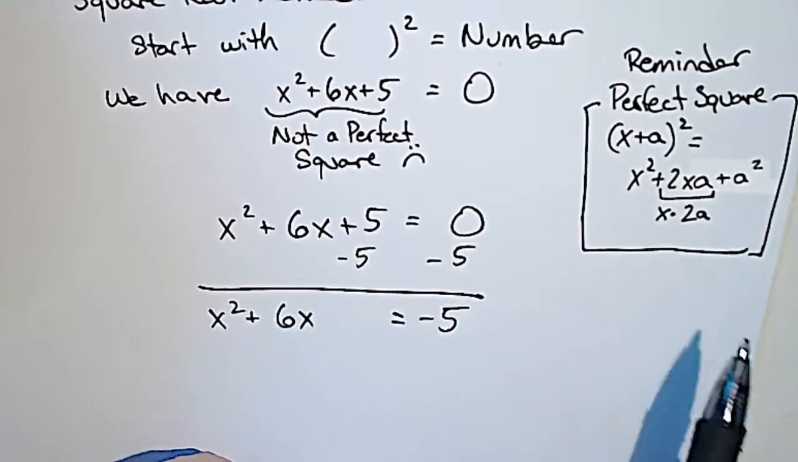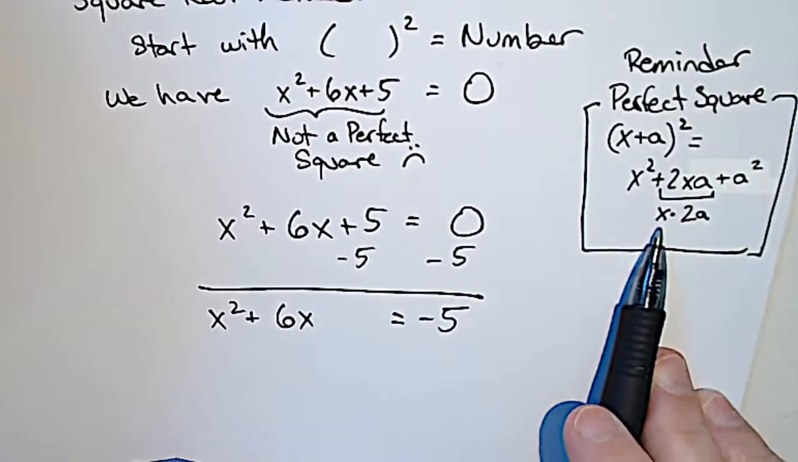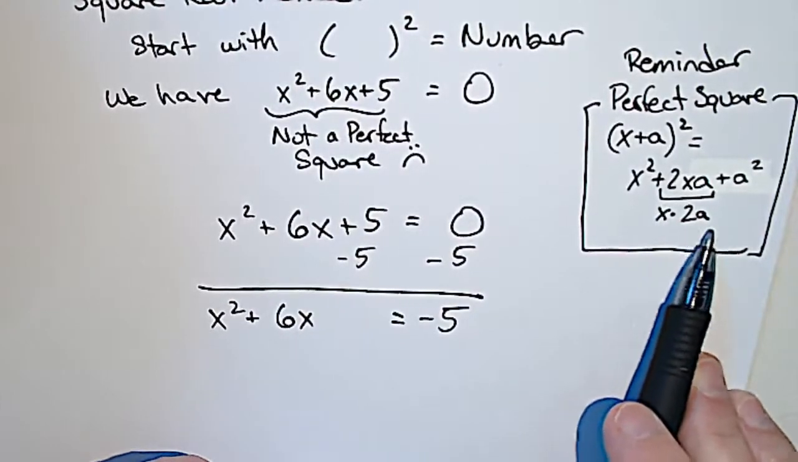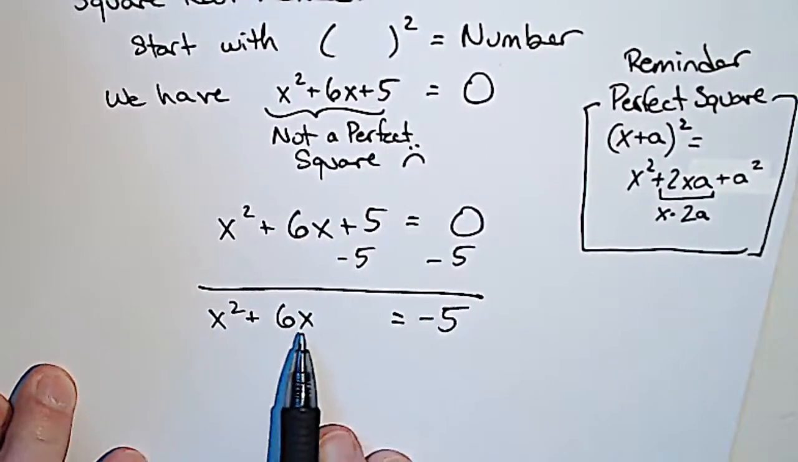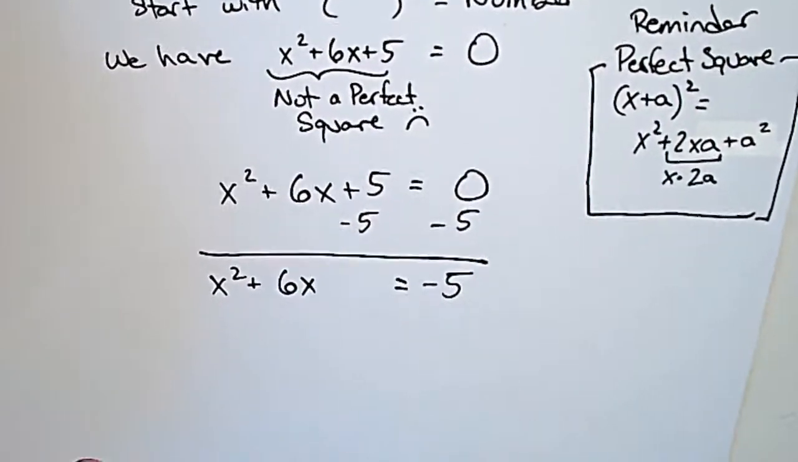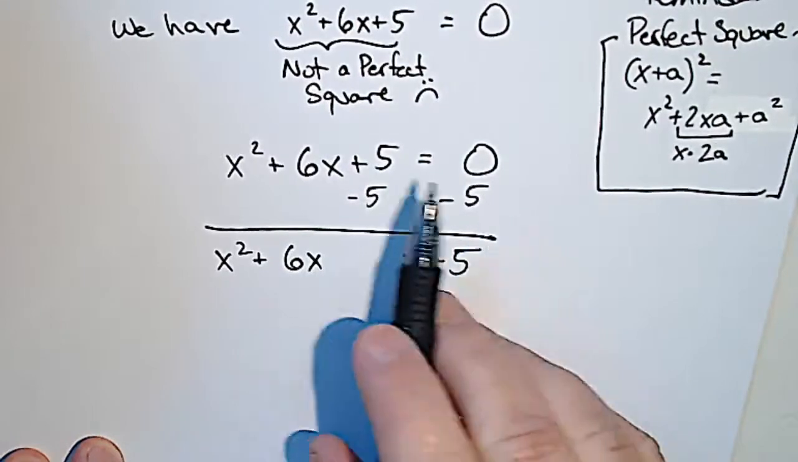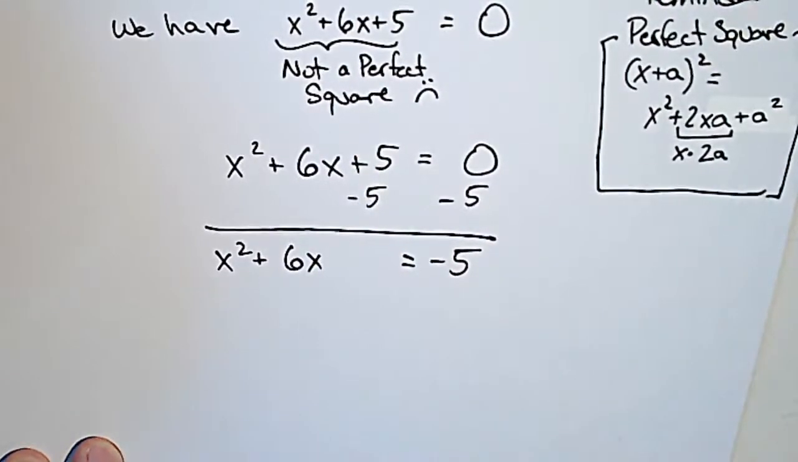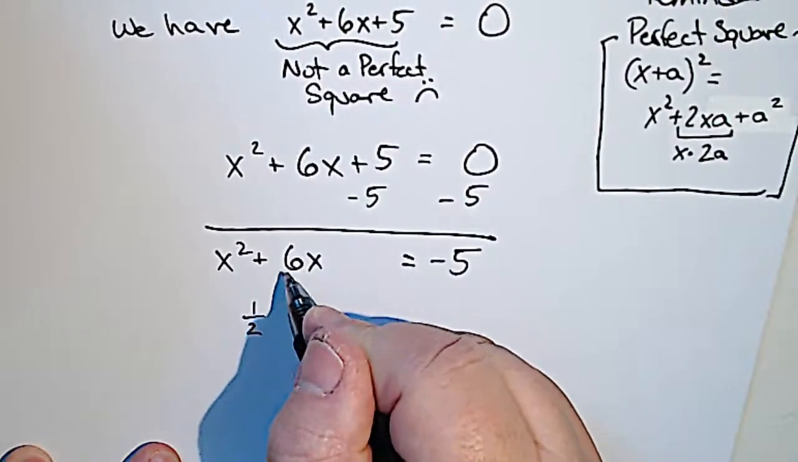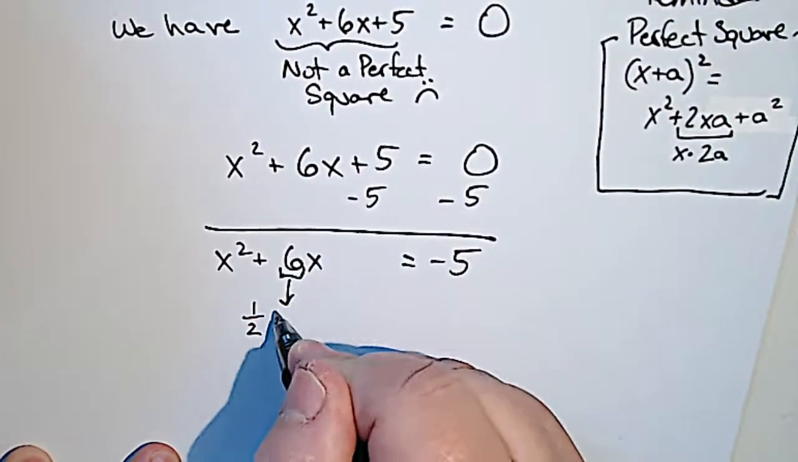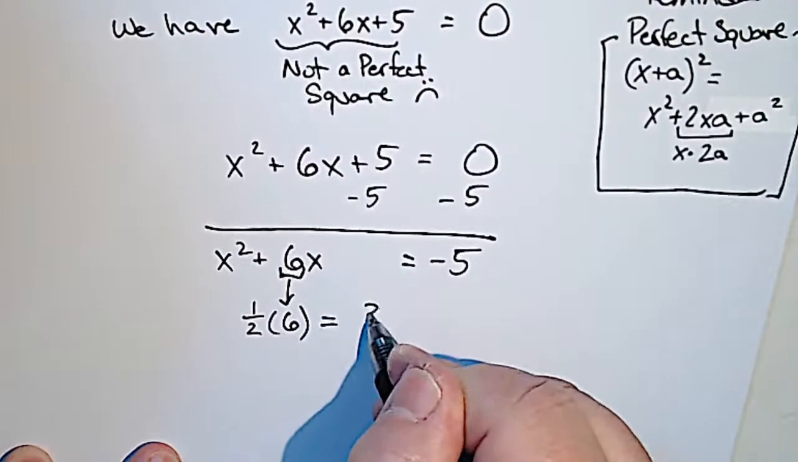But what's important here is, in the middle term, I have an x, but then whatever's left is 2 times a. So if I have 6 times x, my a is actually 3. So this is what I'm going to do. I chuck this number over to the other side, just get it out of the way. Then I'm going to take 1/2 of whatever number is here. 1/2 of 6 is 3.